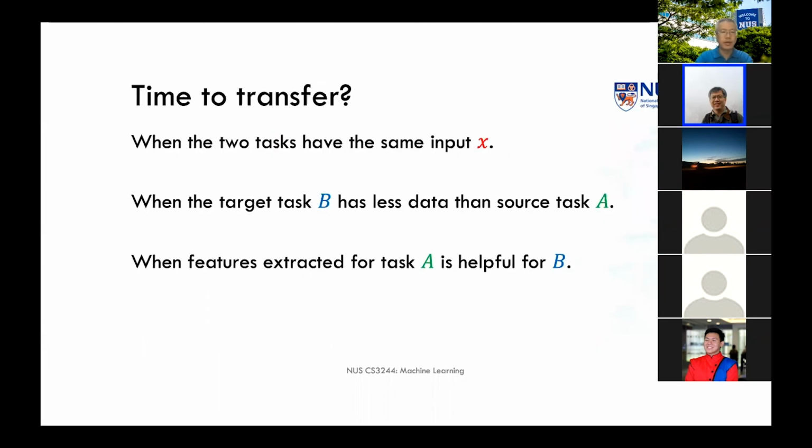Okay, so you can decide when is a good time to transfer. When the two tasks have very similar inputs. So in computer vision, they're usually raster images that are captured by a camera. When task B has less data than the pre-training task. And when you think the tasks are similar, so the simple representation or features that are created for one task are helpful for another one.